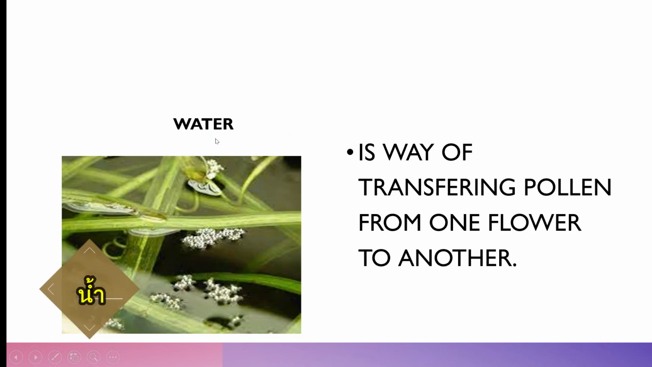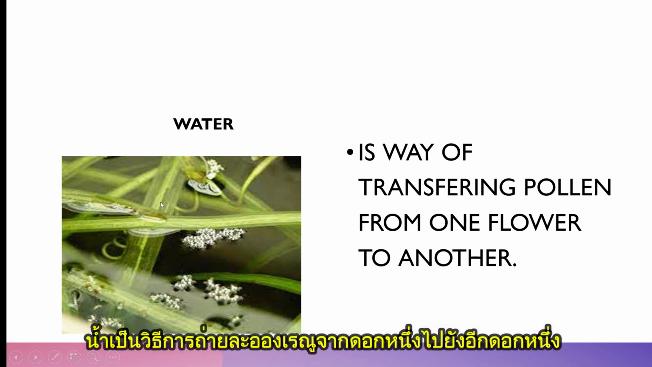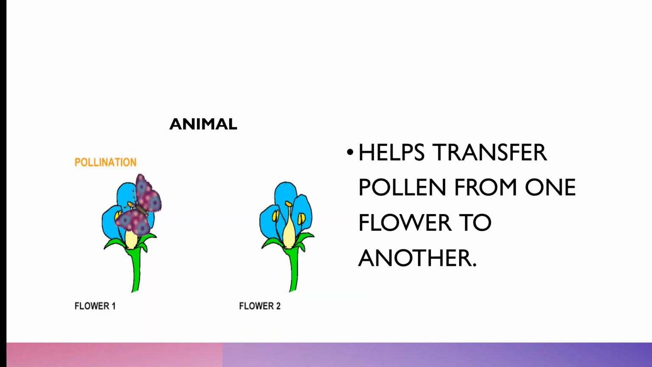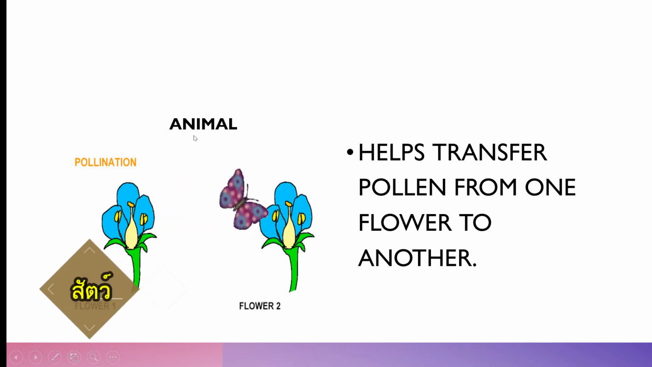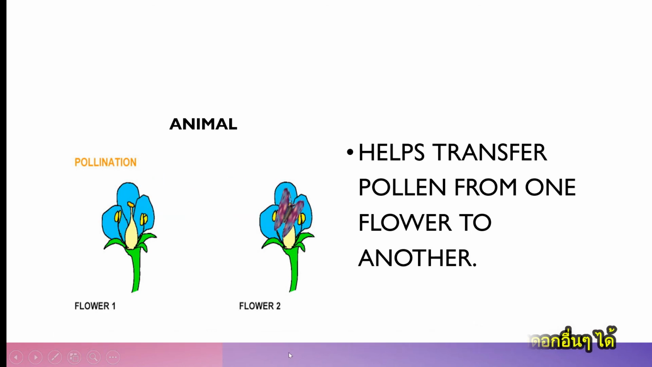Water also can help. It is also a way of transferring pollen from one flower to another. The seeds will go through the water, and if there is another plant where pollen can enter into the pistil, it can also pollinate that plant. Animals also help transfer pollen from one flower to another, animals like butterflies and insects.